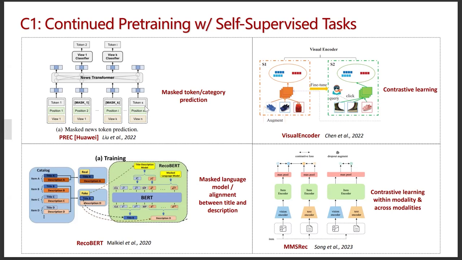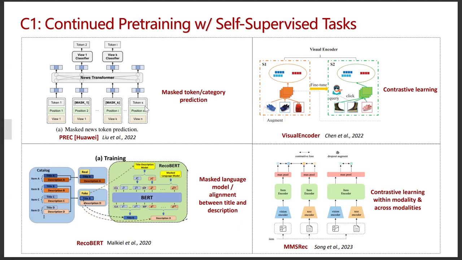And given this framework, there are some other alternative works. The record bird, they also use the masked language modeling and the alignment between title and description to enhance the news recommendation problem. And in addition to the text domain, there are some multi-domain tasks. For the multi-domain, we have input in the image, in the text. So contrastive learning can be used here to build a contrastive task within modality and across modalities.